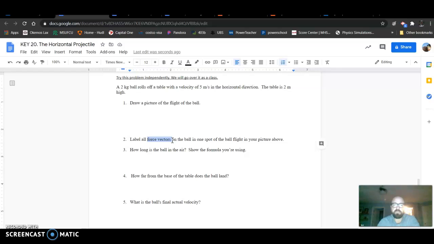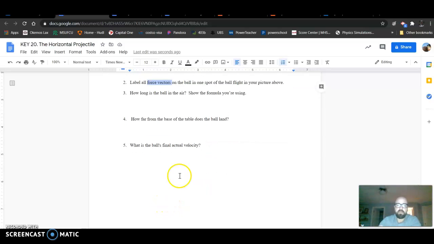I'll actually put the answers in the key itself, but I'm just not going to talk through them because we did that in class. And remember, we changed this last question to the horizontal and vertical. So I'll make sure I edit that. So in the key that I post, it's got the answers for this.